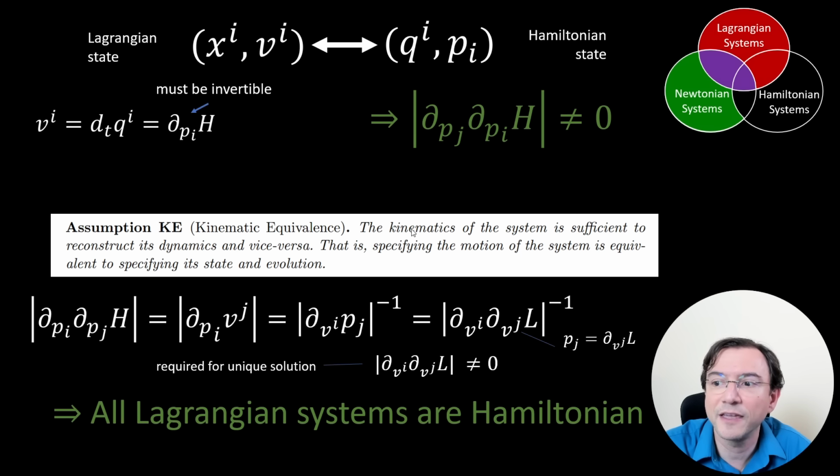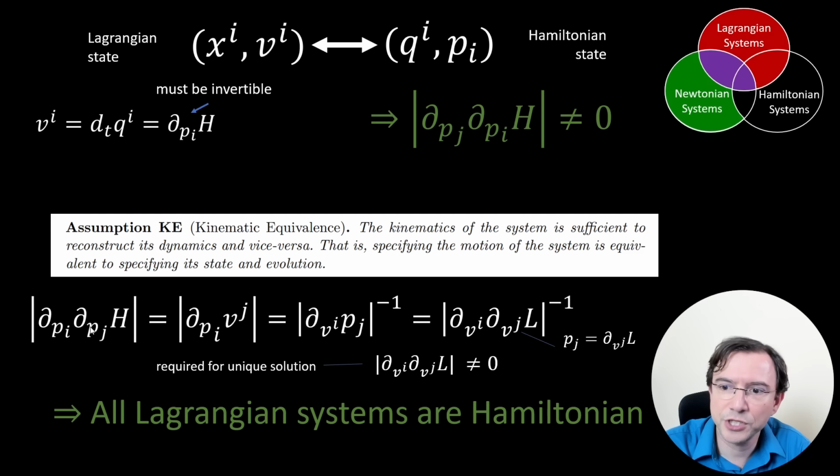So the idea is that the kinematics of the system is sufficient to reconstruct its dynamics and vice versa. Given the position and velocity, we can reconstruct the momentum, and we can do that assuming that the Hessian of the Hamiltonian with respect to momentum is different than 0. The determinant of the Hessian, of course. Okay, so what does this condition map to in terms of the Lagrangian?